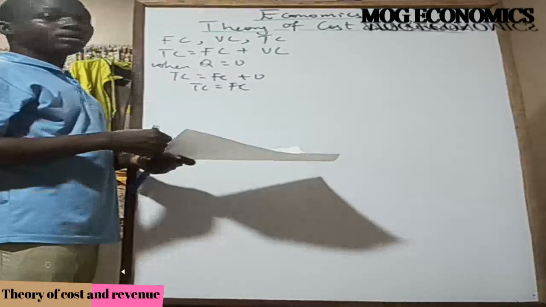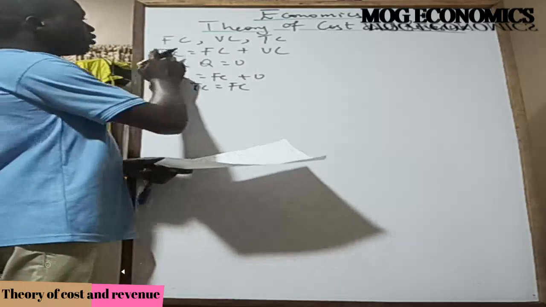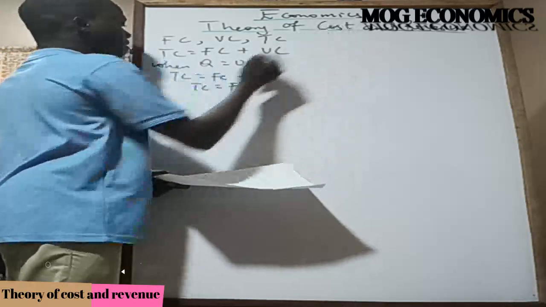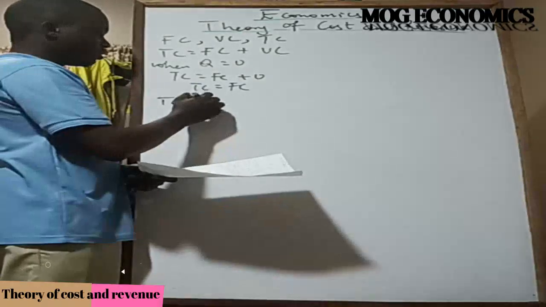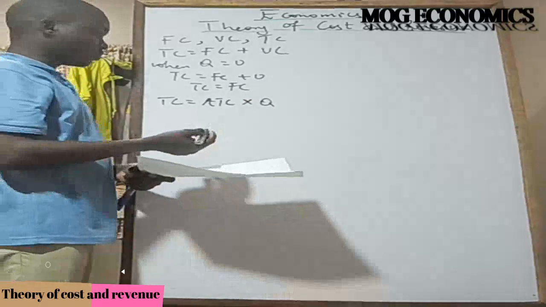Now, there are other formulas that we can use. For total cost, another way you can solve it is: total cost equals your average total cost multiplied by your quantity. That's another way you can solve your total cost.